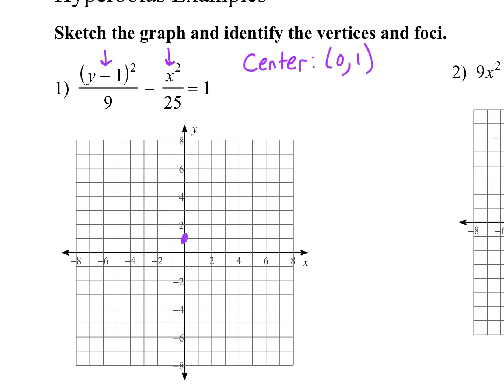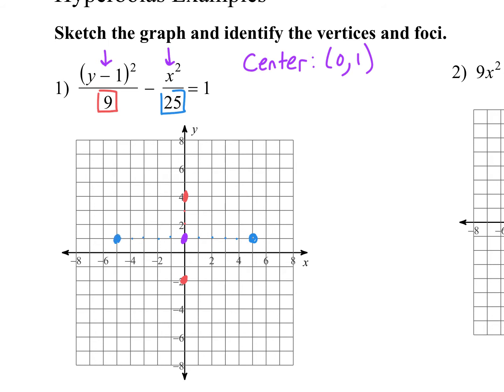Then we do the same kind of thing you would do for an ellipse to get the stretching, and from there we'll adjust things a little bit. For this one, underneath the y is a 9, so that is the a squared term. So a is just going to be 3, and we're going to go up and down 3 and put little dots there. In the x direction, there's a 25 underneath, so that's 5 units, right and left. 1, 2, 3, 4, 5, and 1, 2, 3, 4, 5.